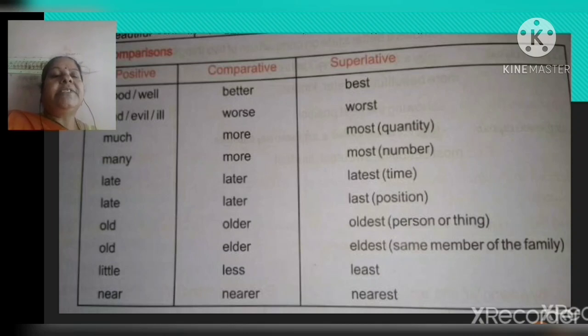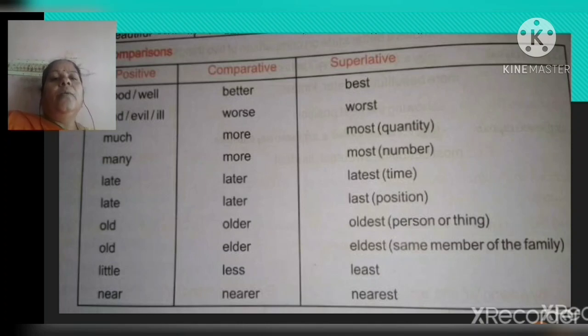Because much is used with uncountable nouns, that is why we should use more, most. Many is the same, used with countable nouns, so we have to use more and most. Clear? Late, later and latest.